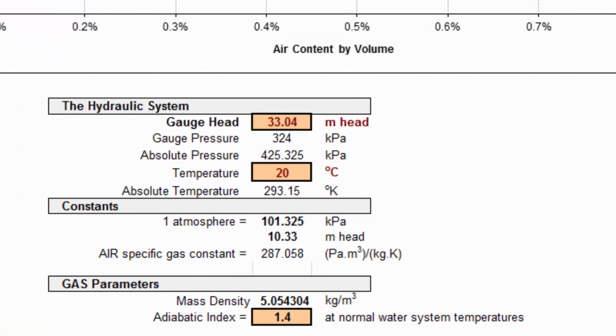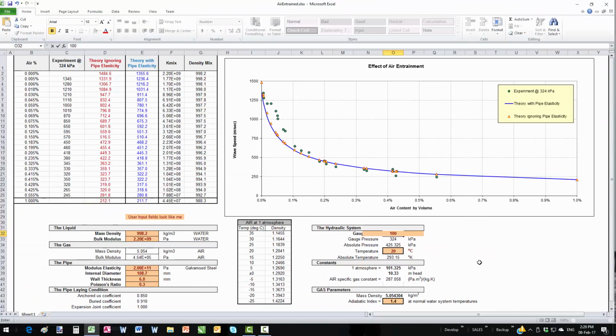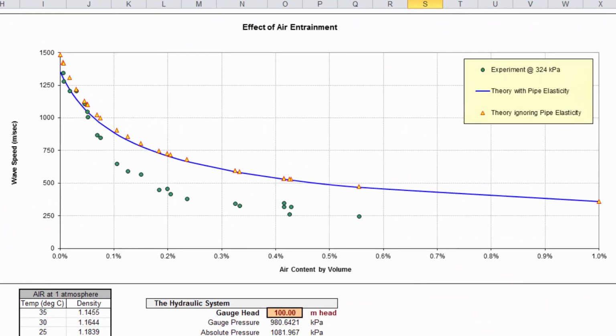what is the effect of system operating head increasing, say to 100 meters? That result suggests that at higher pressures, it requires more air bubble content to reduce the compressive wave speed by the same amount. Simply put, there is more resistive energy stored in the shock absorbers, the bubbles, at higher pressure.